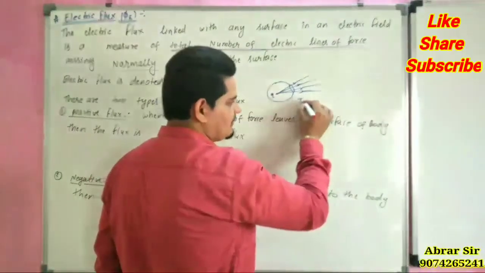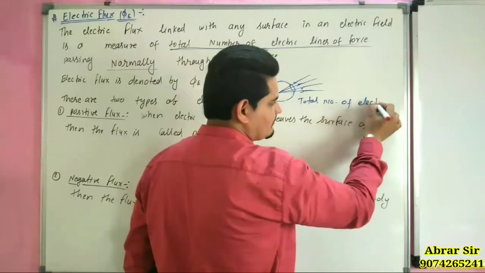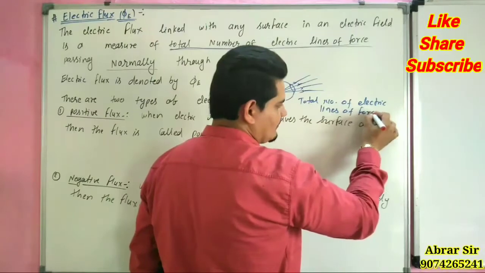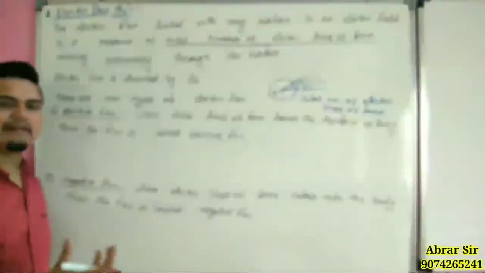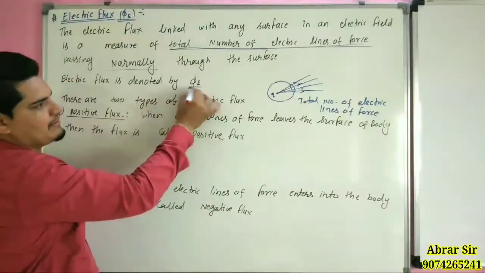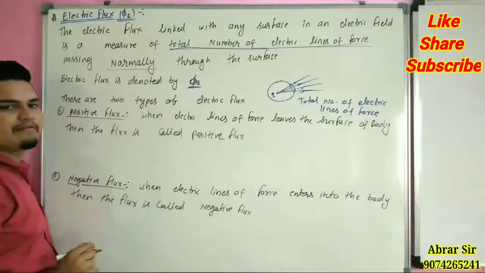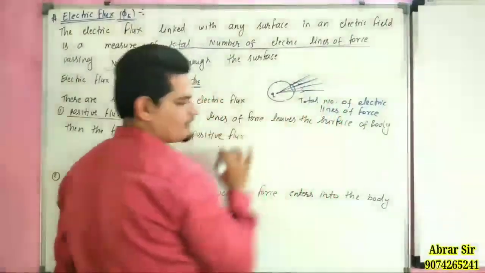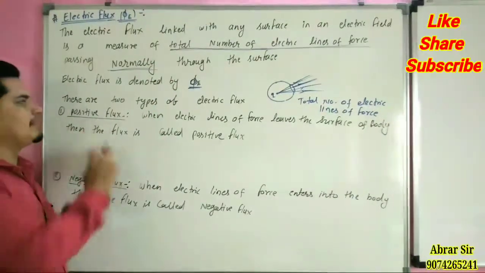Electric flux is the total number of electric lines of force. It is denoted by phi E. But the condition is that these lines should pass normally through the surface.